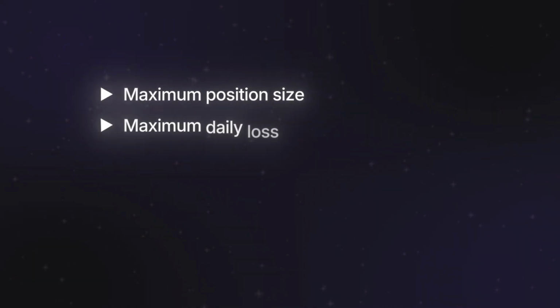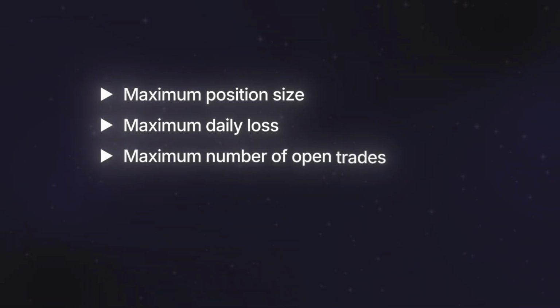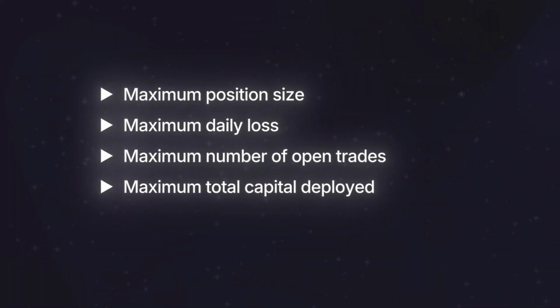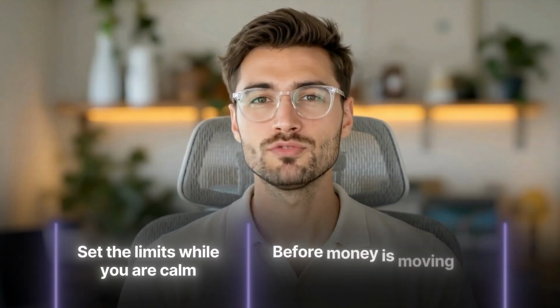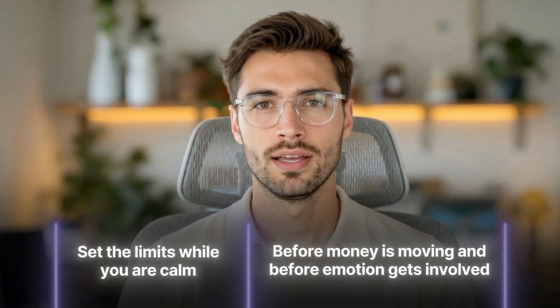Before you enable auto execution, decide where the system has to stop. You want limits in place for maximum position size, maximum daily loss, maximum number of open trades, maximum total capital deployed, and what happens after several losses in a row. These settings matter because automation does exactly what you tell it to do. Set the limits while you are calm, before money is moving and before emotion gets involved. The setup I would avoid is turning on auto execution with everything left on default. That's not really a risk plan, it's just automation without boundaries. Your risk settings are the boundaries.